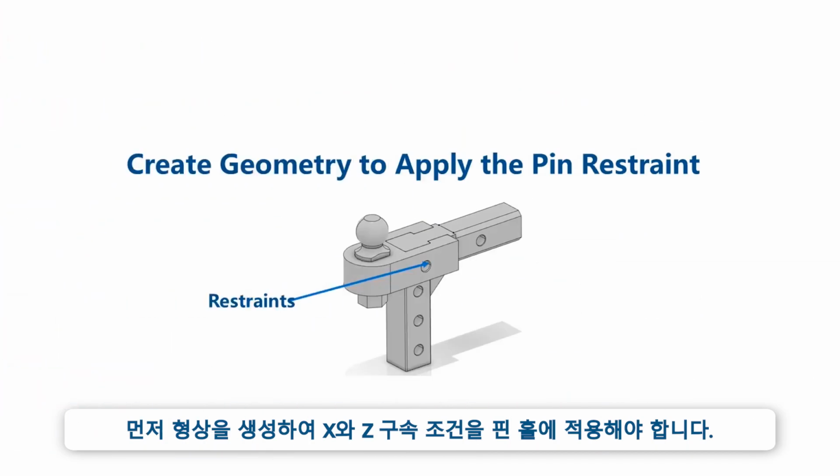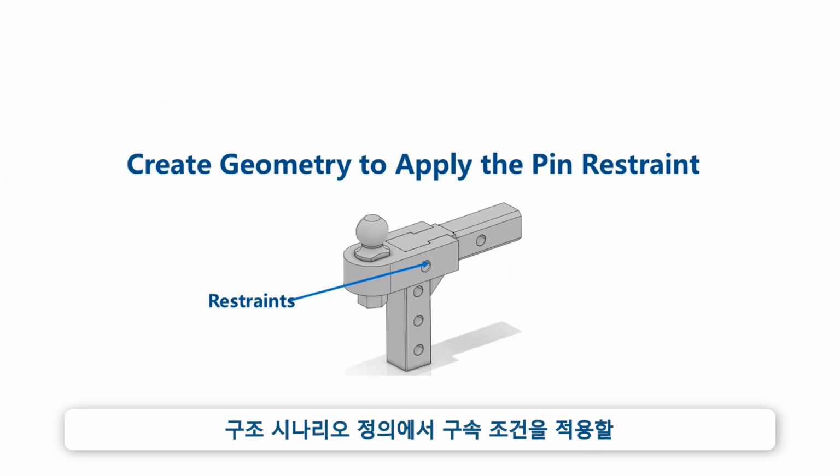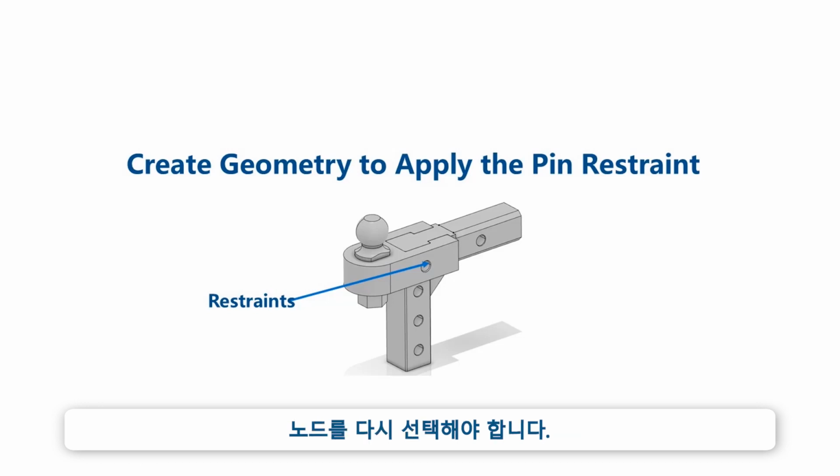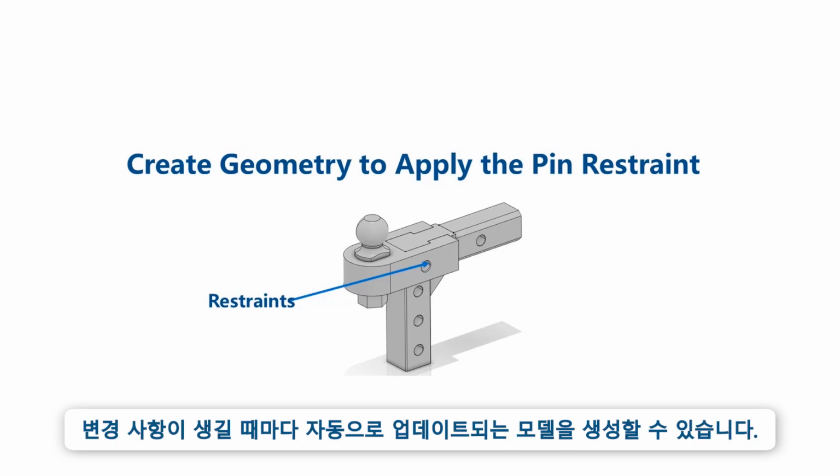The first thing we need to do is create some geometry to apply the X and Z restraints to the pinhole. Within the structural scenario definition, we could simply select the nodes that we want to restrain. However, we would need to reselect the nodes whenever the geometry or mesh changes. By investing a little time to create the geometry, we can create a model that automatically updates with changes.